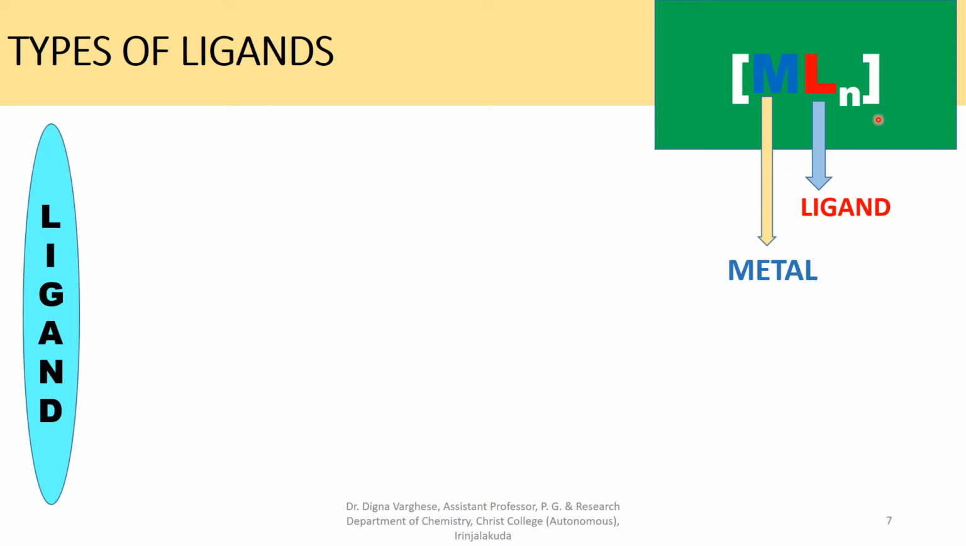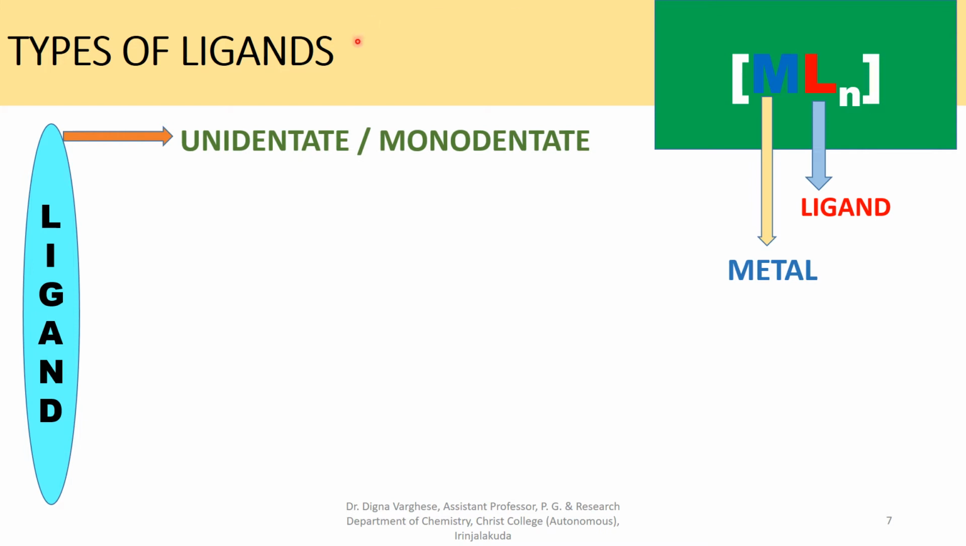And ligands can be classified into different types. Here we are representing some types of ligands. First one is unidentate or monodentate ligand. Other one is polydentate ligands. In this video you can see only these types of ligands, that is both monodentate and polydentate ligands. Others can be discussed in next videos.